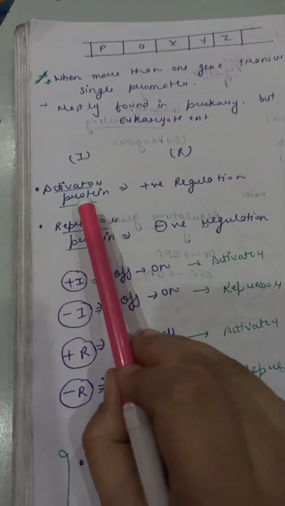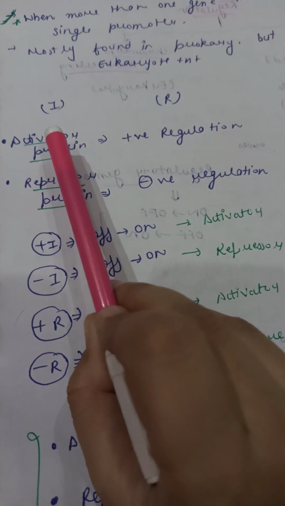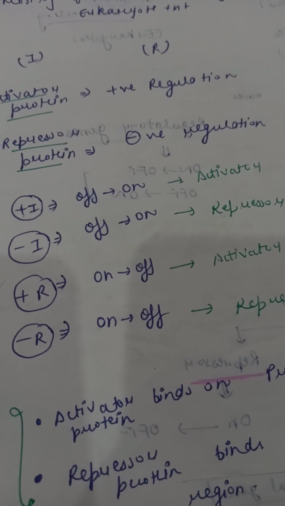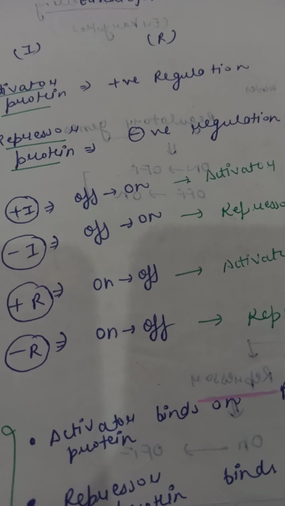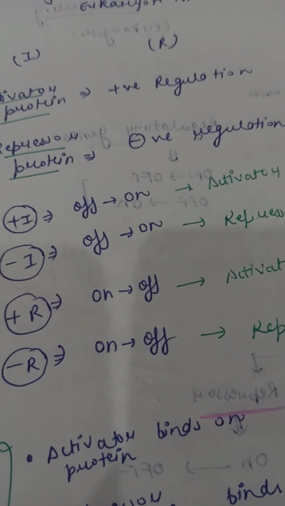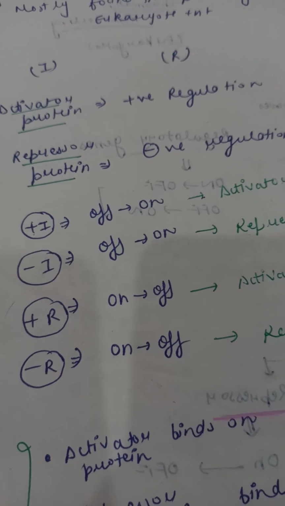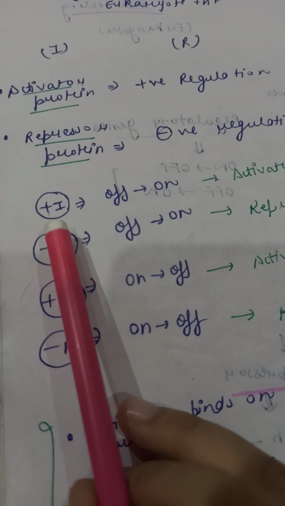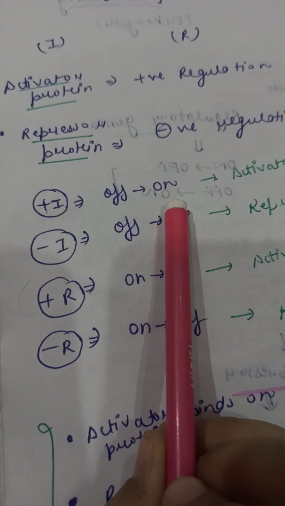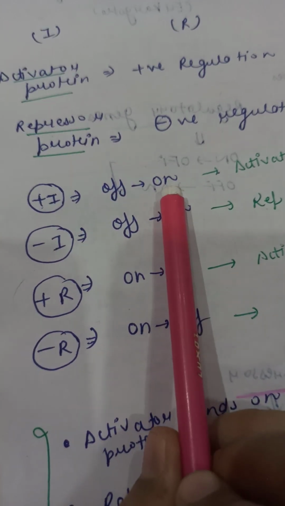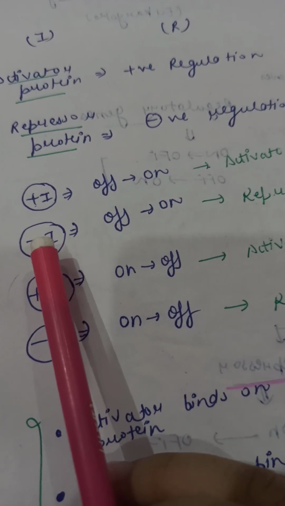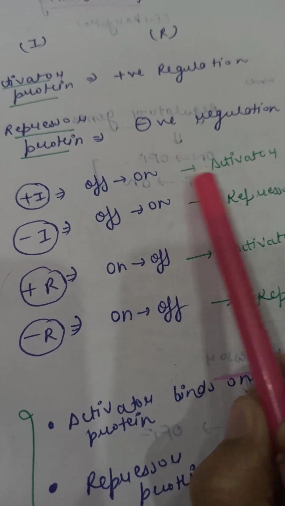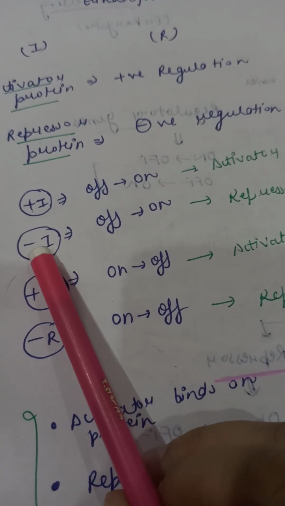If we are talking about regulatory proteins, activator always stands for positive regulation, and repressor always stands for negative regulation. So here the plus stands for the on situation. If they are off, you will convert them into on. Minus stands for repressor, and plus stands for activator.